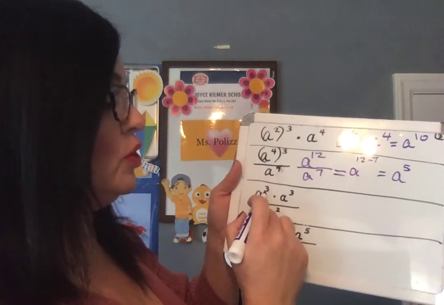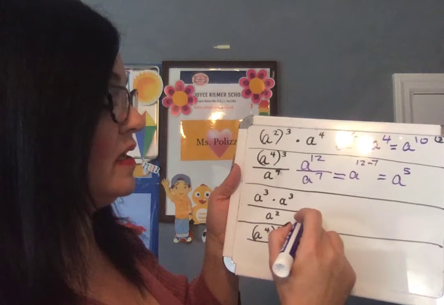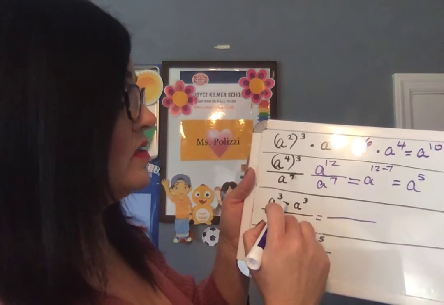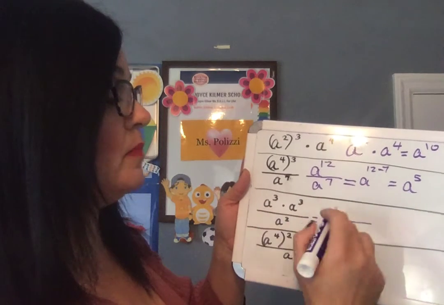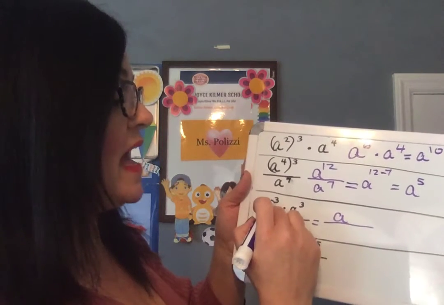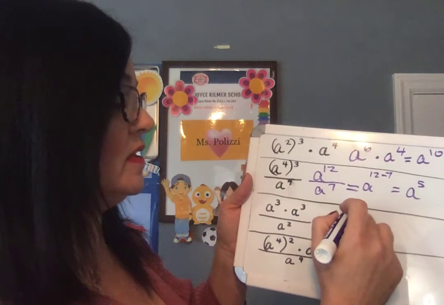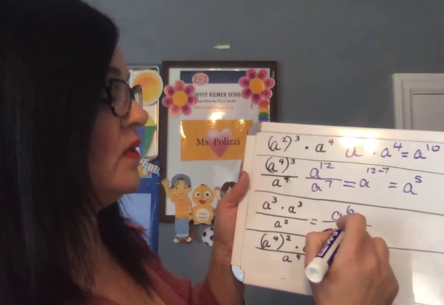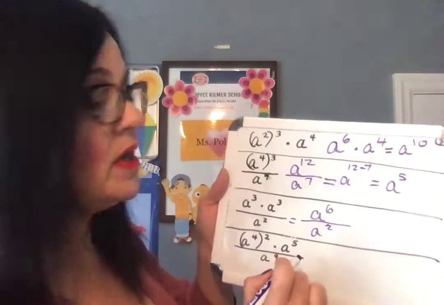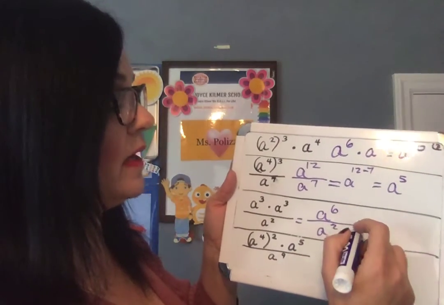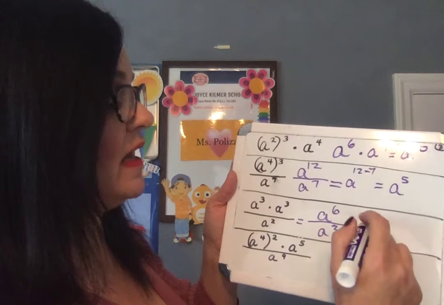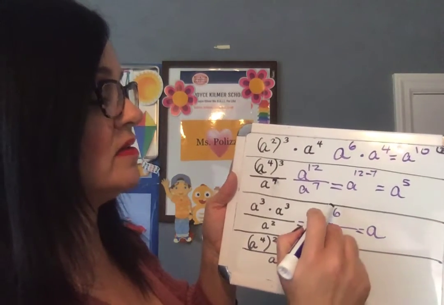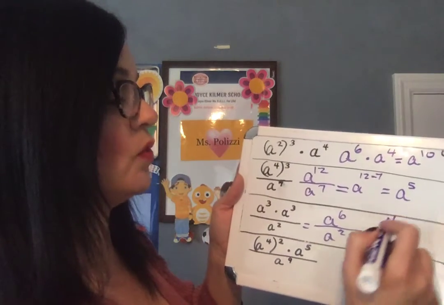So again, we have a numerator and a denominator. Let's take care of the numerator first. We have a to the 3rd power times a to the 3rd power. Same base, so we keep it. And we add our exponents. 3 plus 3 is 6. And let's bring over our denominator. Now we have a to the 6th power divided by a to the 2nd power. So when we divide exponents with the same base, we keep the base a and we subtract. 6 take away 2 is 4.